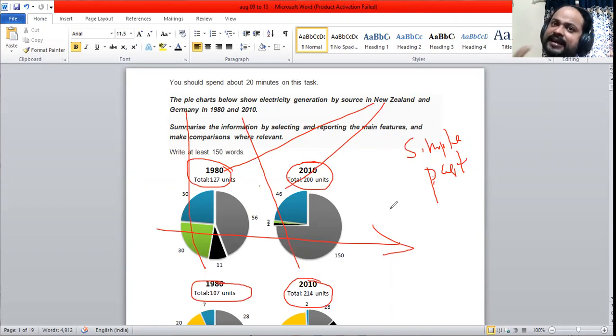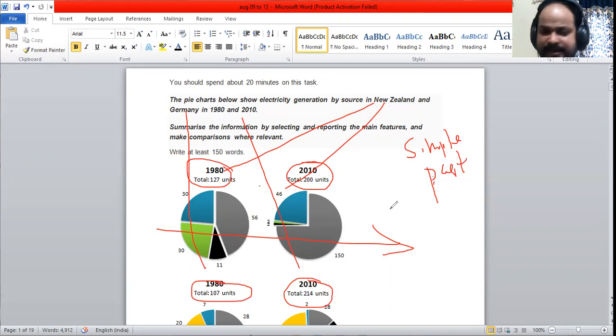So definitely we can say increased. Definitely we can say decreased. Fluctuated? No, I cannot say fluctuated in a pie chart. So I can say increased, decreased, or it remained the same. So these three things are there in a pie chart. We can use increased, definitely.